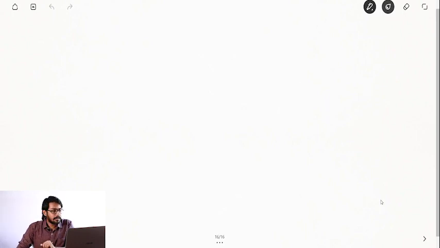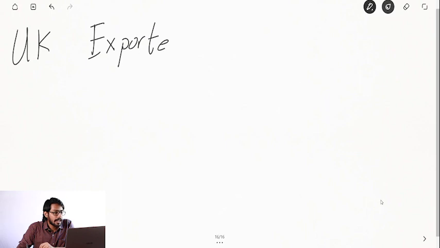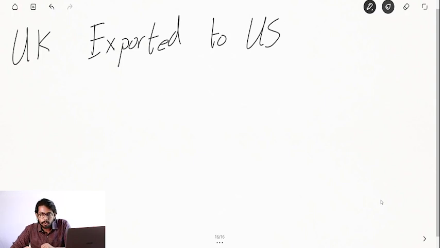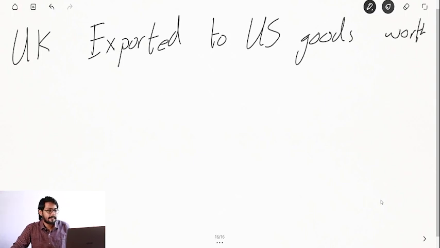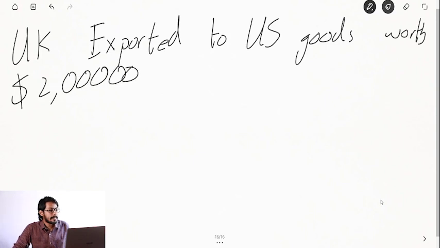Again, you are a UK person, a UK based exporter. A UK based exporter exported to US goods worth $2 lakh. Don't fast forward, guys. This is a new concept. UK based exporter exported to US goods worth $2 lakh.